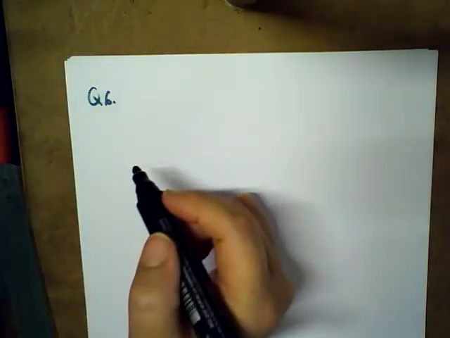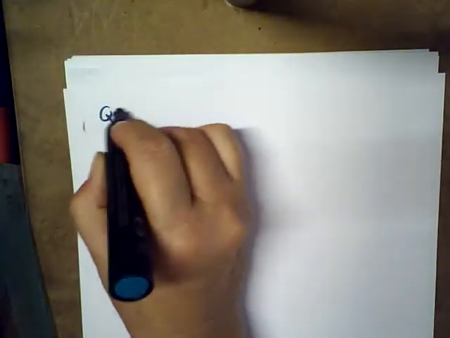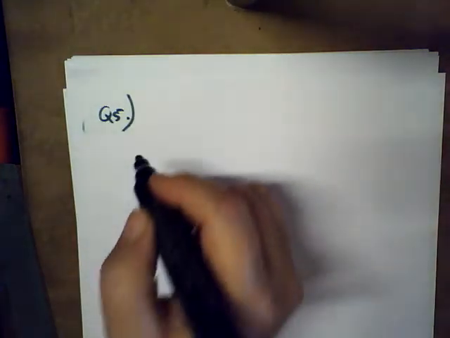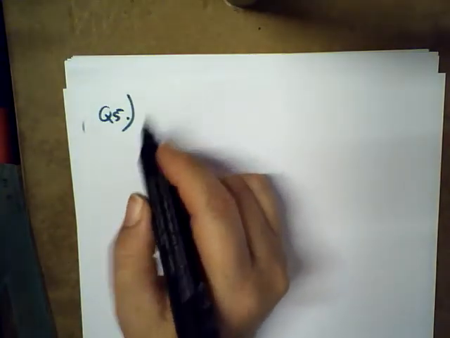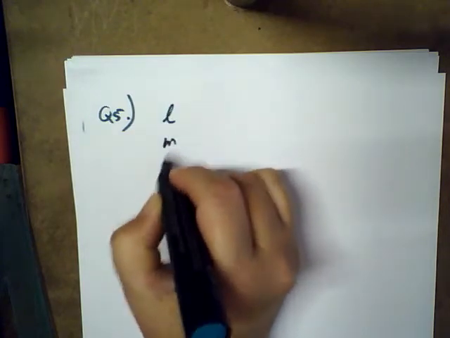Let's quickly go to question 6. Okay, on the 1st of February, we should have done question 5 first. Sorry, let's just go back a little bit. Question 5. There you have a table and you have to find the values of L, M, N. So L, M, and N.